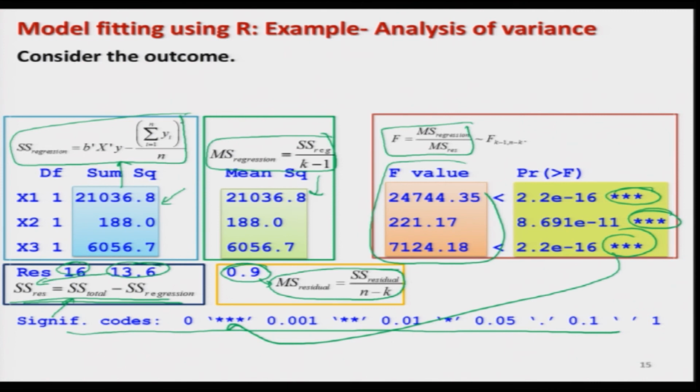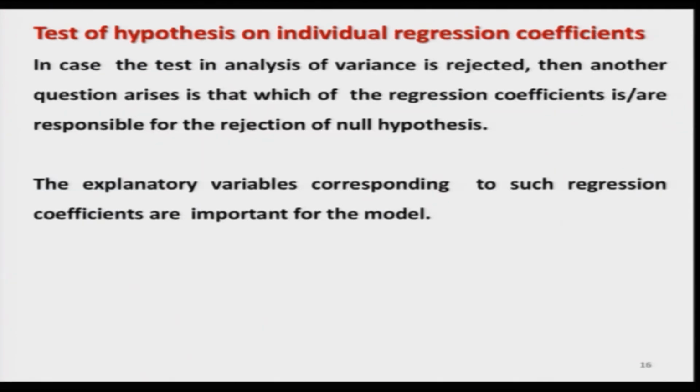Okay, so now I have tried my best to explain each and every step, how these values have been obtained, and how to take a final conclusion. Right. So, the next question comes: in case this hypothesis is rejected, suppose H naught, beta 2 equal to beta 3 equal to beta k, is rejected.